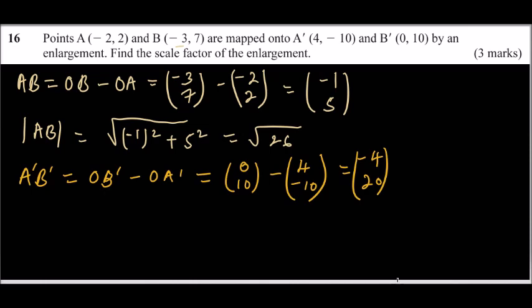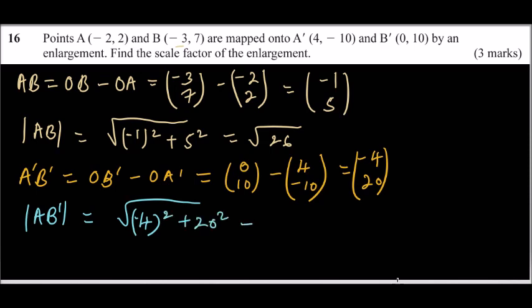From there, we get the magnitude of AB prime, and that should give you the square root of minus 4 squared plus 20 squared. So this is the square root of 16 plus 400, that should give you the square root of 416.